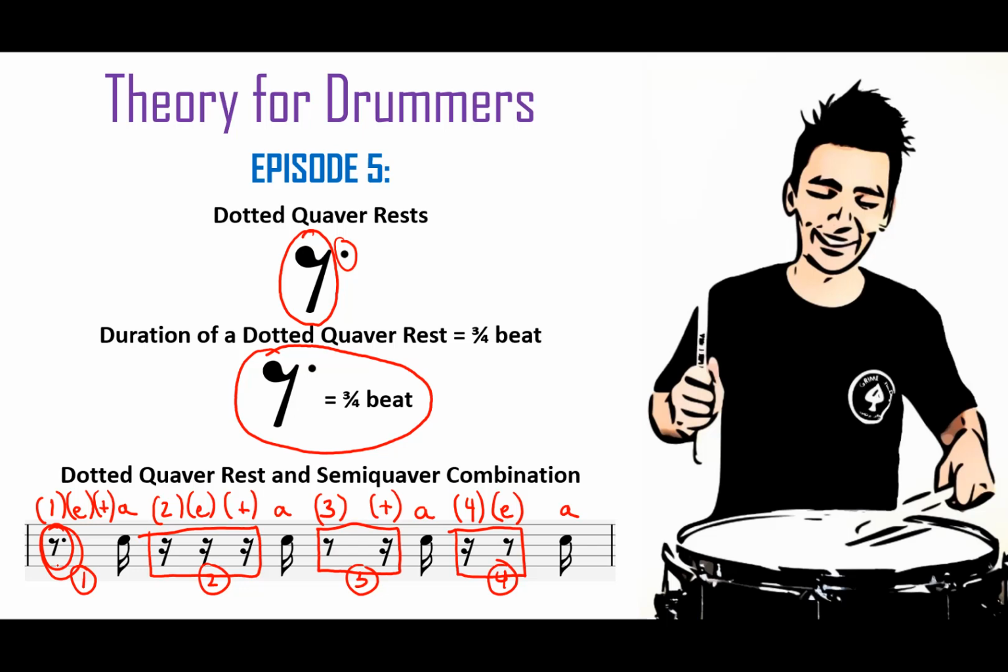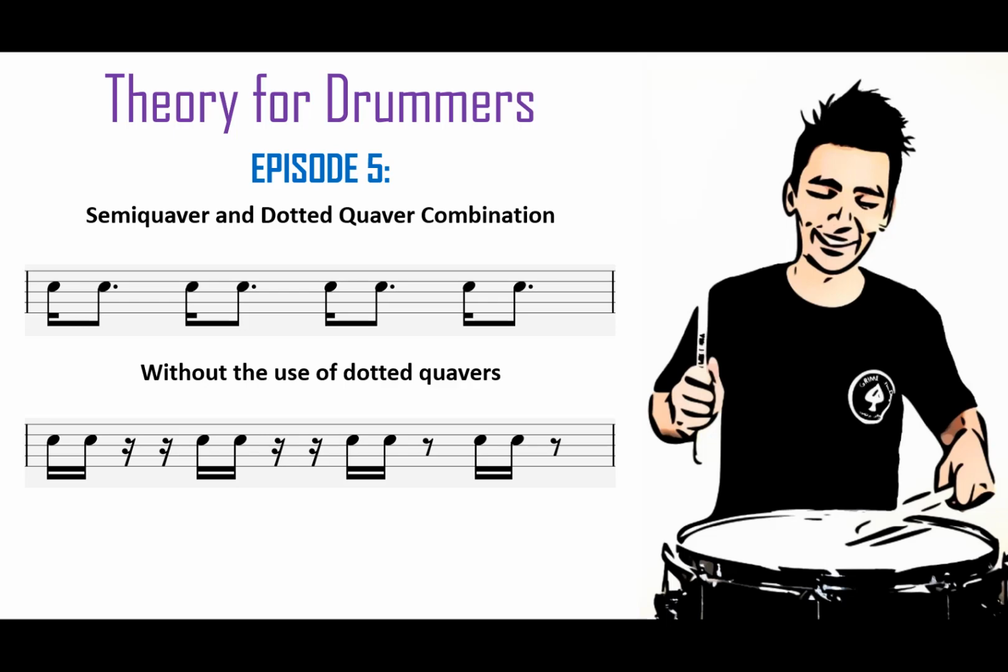Okay, let's head over to the last slide for today. We're going to be covering semiquavers and dotted quaver combinations. So 2 slides ago, we talked about the dotted quaver and semiquaver combination. Now we're talking about the flip of that. We start with the semiquaver and then use the dotted quaver. What that achieves is a rhythm where you're counting the number, and then you're counting the E, and then the AND and the A are both rests, because the dotted quaver starts on the E and goes through till the end of the beat, leaving the AND and the A as silent notes.